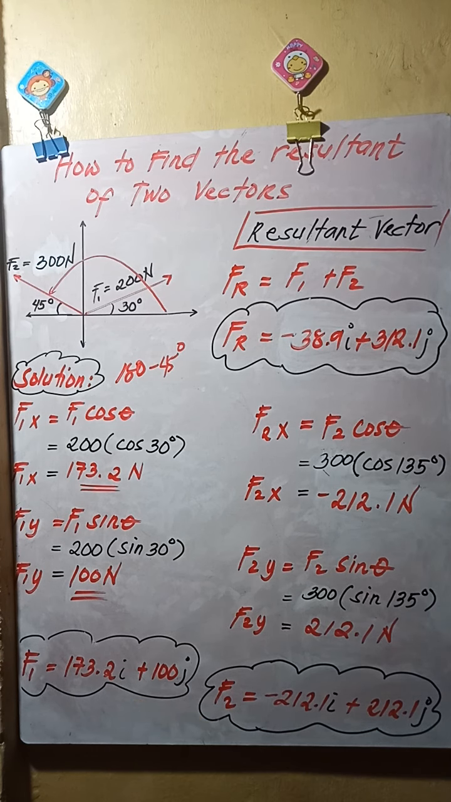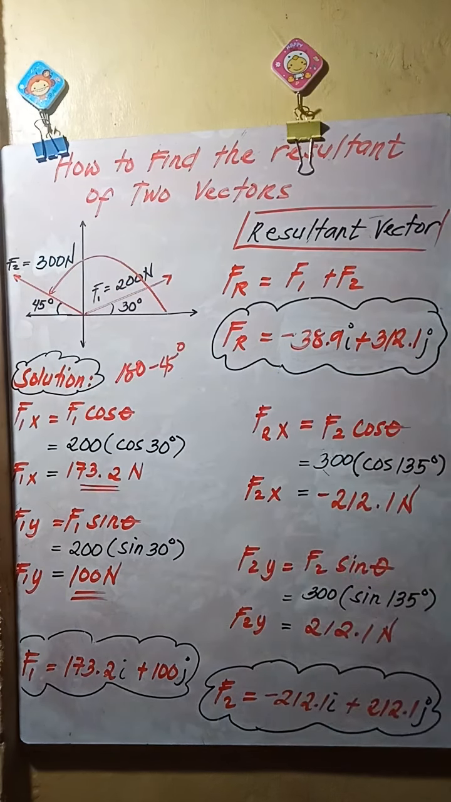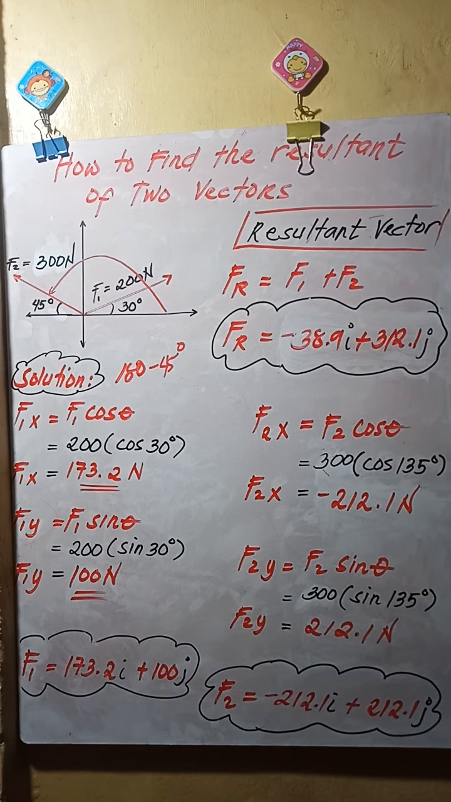Ibig sabihin yung x. So, again, para naman na mahanap natin yung j, you just simply add 100 and then plus 212.1. Pag in-add mo kasi, the same yan, j, no? Pag in-add mo yan, that is just 312.1j. Ayan yung magiging resultant vector natin. So, pag tinanong sa atin, ano yung magiging resultant vector given that I have a problem na ganito, magiging resultant vector natin, that would be negative 38.9i and then plus 312.1j. Ayan yung magiging resultant vector natin.